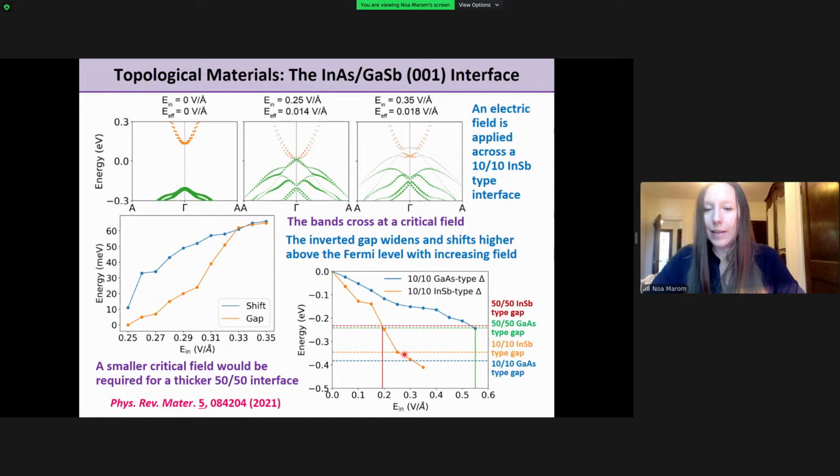So here you can see the slab with the 10 layers of each material, the indium antimonide type interface, where you need a lower electric field here to close the gap than for the gallium arsenide type interface. And if you had the 50-50 interface with 50 layers of each material, then we estimate that you would need a smaller electric field to close the gap because it's narrower. It's a narrower gap to begin with. So this is how you would maybe be able to produce a topological state between two conventional semiconductors, but it seems like the conditions to achieve this are not trivial.